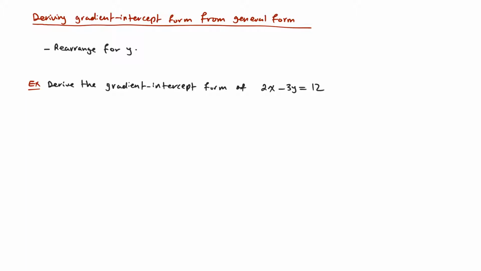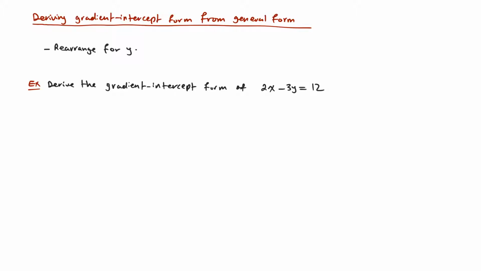Now, we talked about deriving the general form from gradient-intercept form, so now we're just going to do the opposite. We're going to derive the gradient-intercept form from the general form. And we do this simply by looking at the general form and then rearranging for y. So let's do this example over here. It says to derive the gradient-intercept form of 2x minus 3y is equal to 12.